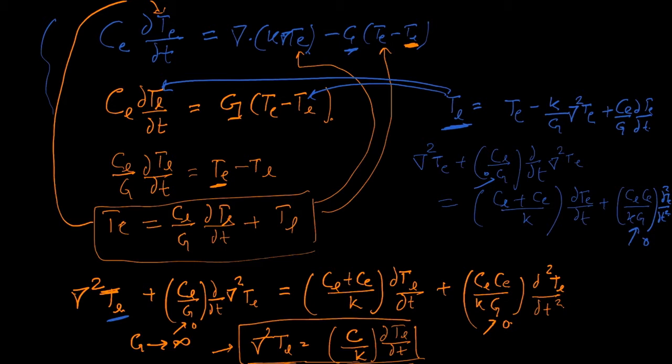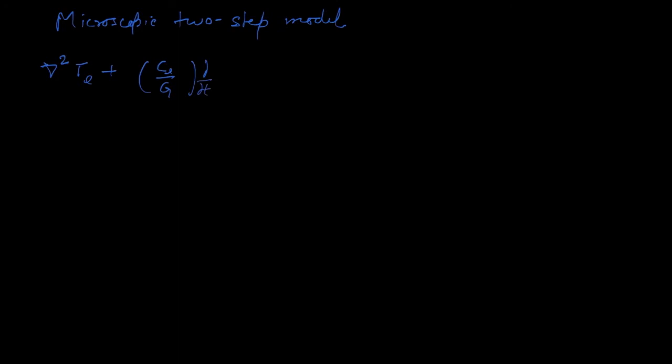Okay, then we could also look at the model of phonon scattering. So basically, in the microscopic two-step model, this is equal to the gradient square of T_l plus C_L over G ∂T/∂t, which we just wrote in the previous slide. I'm just rewriting it again.